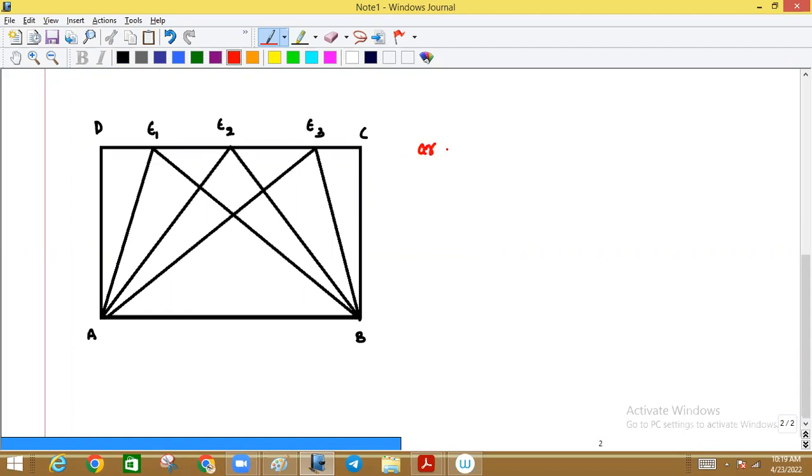Area of triangle ABE1 is same as ABE2 and so on. It is actually half of area of ABCD. Why is it half of ABCD? Because what is the area of a rectangle? Base into height. What is the area of a triangle? Half into base into height. So area of triangle is half of area of rectangle.